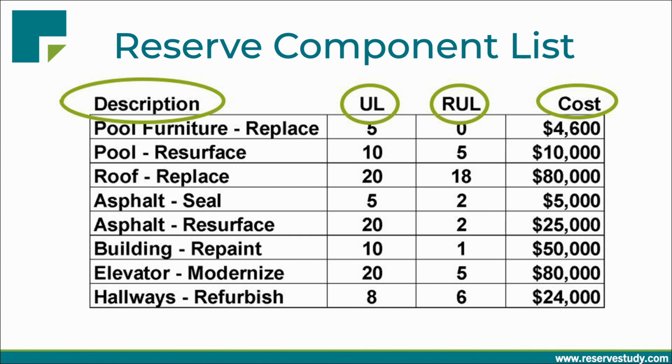Now, it starts with a reserve component list, outlining the projects that you expect to happen at the association. Here's a simplified list. You see the description of the projects. UL is the useful life column. Remaining useful life is RUL. And the current cost is off to the right. Pretty simple, and we're going to use this a number of times as we go through today's program.